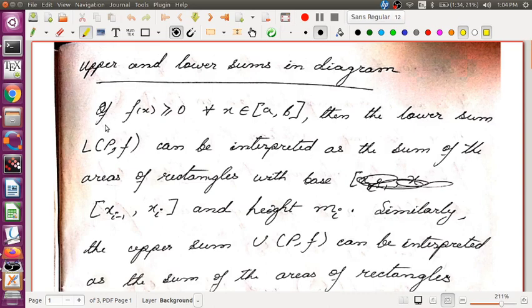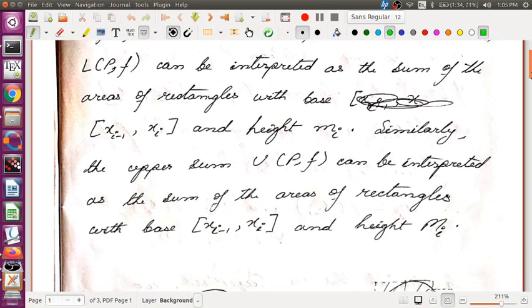So let us note that if f(x) is greater than or equal to 0 for every x in [a, b], then the lower sum L(P, f) can be interpreted as the sum of the areas of the rectangles with base x_{i-1} to x_i and height m_i. m_i was the infimum of f(x) in the interval x_{i-1} to x_i.